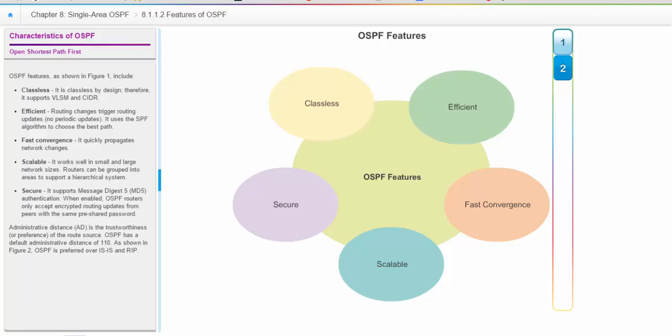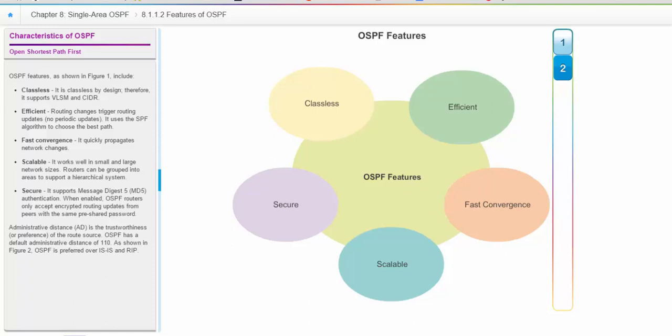Let's look at some of the features of OSPF. It is a classless protocol, and since it is classless, it supports VLSM and CIDR. It is efficient. The routing changes trigger routing updates. They're not periodic updates, so it's not set at an interval of, let's say, every 30 seconds or so. It's only going to update when that update is needed, and that's more efficient for your system because it requires less network traffic.